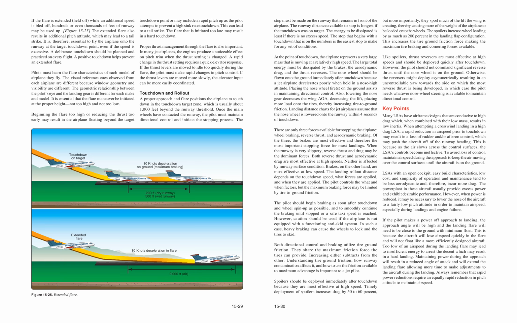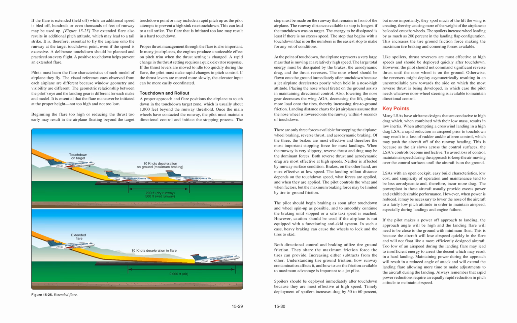The stop must be made on the runway that remains in front of the airplane. The runway distance available to stop is longest if the touchdown was on target. The energy to be dissipated is least if there is no excess speed. The stop that begins with a touchdown that is on the numbers is the easiest stop to make for any set of conditions.